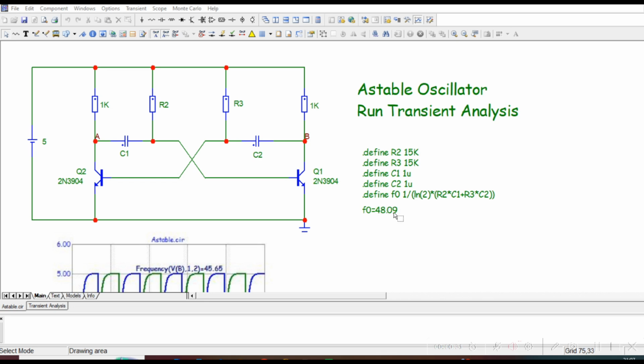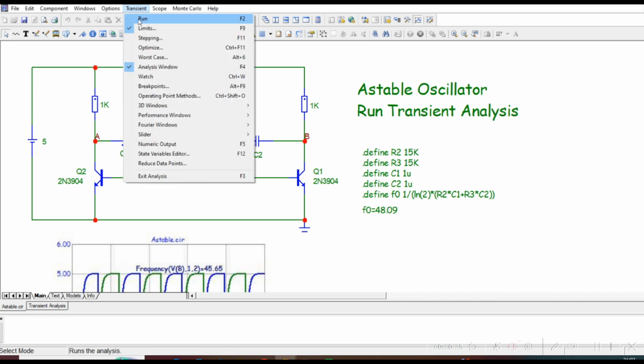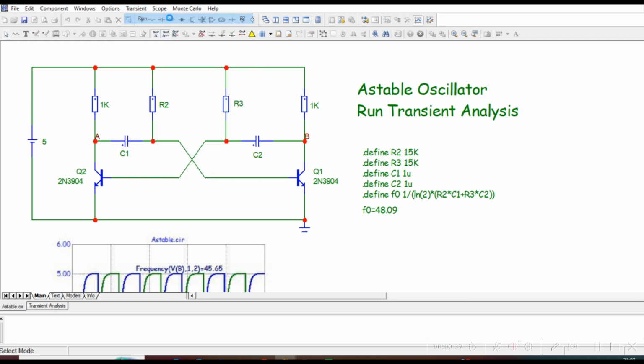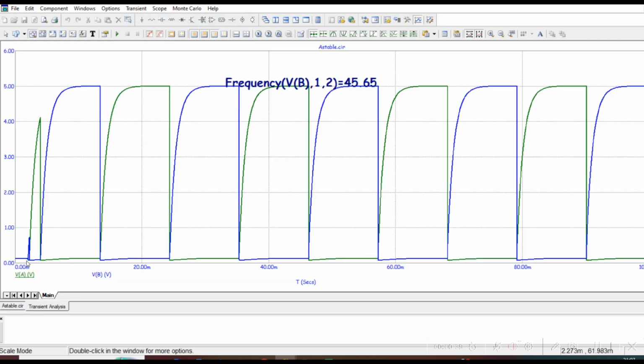What is an Astable Multivibrator? An Astable Multivibrator is a type of oscillator that doesn't require an external input to function. It continuously switches between 2 states, generating a square wave output. Unlike a monostable or bistable multivibrator, an Astable Multivibrator has no stable state and oscillates on its own.